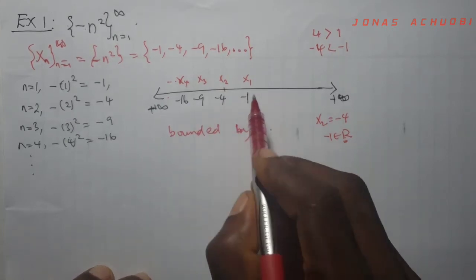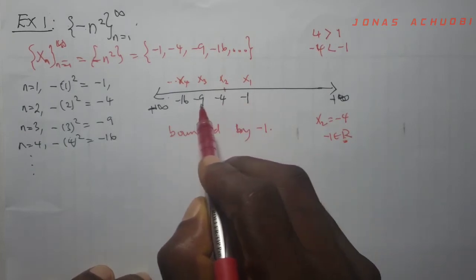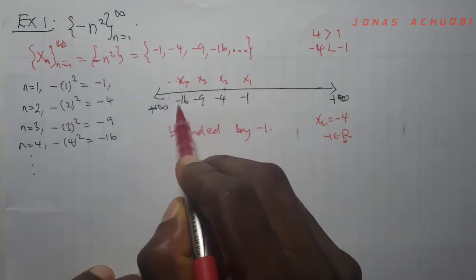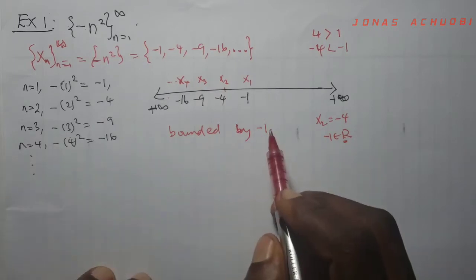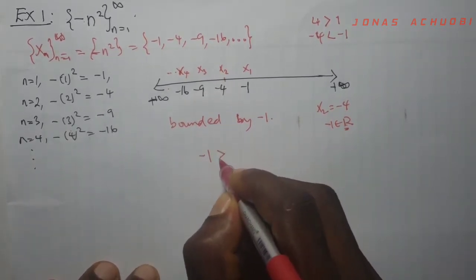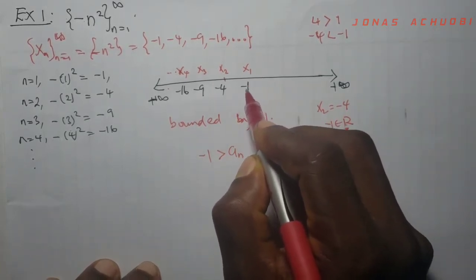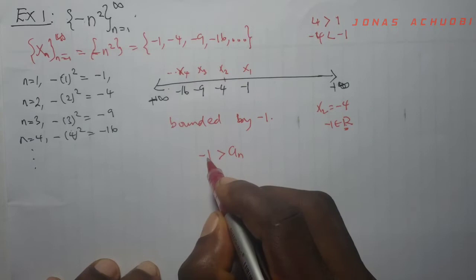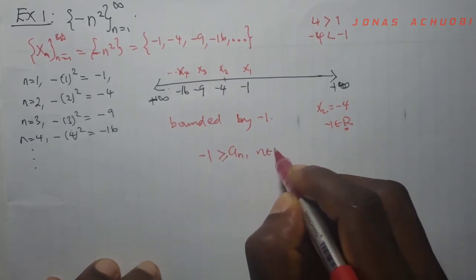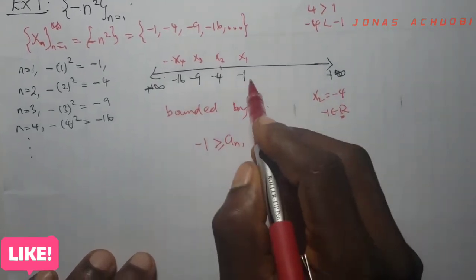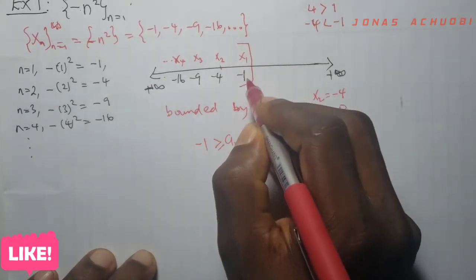Let us check. Minus 1 is bigger than minus 4. Minus 1 is bigger than minus 9. Minus 1 is bigger than minus 16. It's now obvious that minus 1 will be bigger than all the terms of this sequence. But in particular, minus 1 is equal to minus 1 itself. So minus 1 is greater than or equal to an, where an means all the terms of the sequence, where n is in capital N. So this simply means that this sequence above is bounded by minus 1.